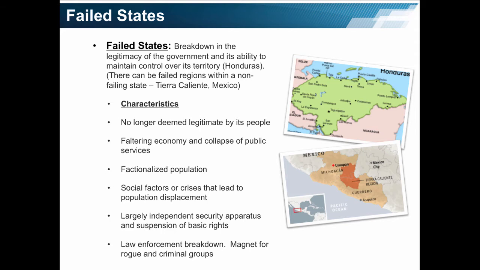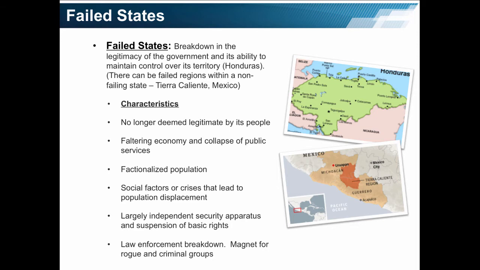Failed states are those who experience a breakdown in the legitimacy of the government and its ability to maintain control over its territory. Honduras is a prime example of this today. But there can also be failed regions within a non-failing state. For example, the region of Tierra Caliente in Michoacan, which is a state in Mexico.